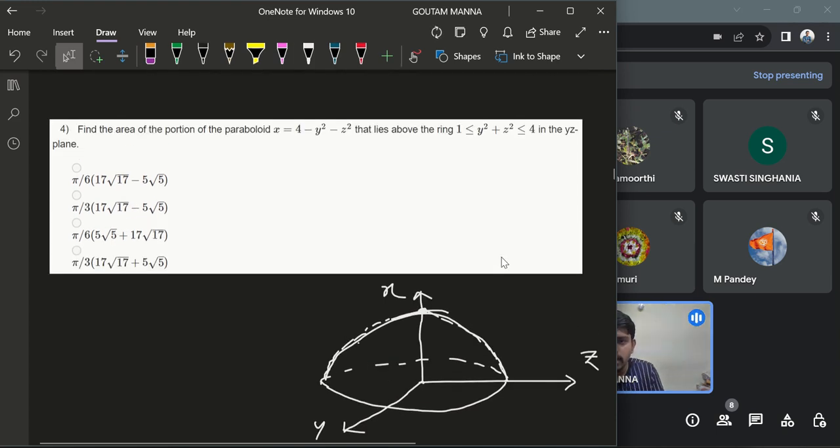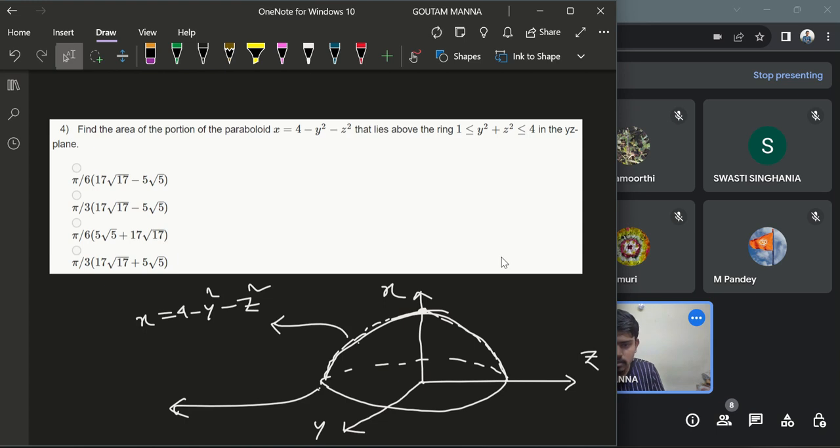And now we are asked to find out, so this paraboloid will be lying above this ring. The equation of this paraboloid is x equals 4 minus y square minus z square. Then the equation of the curve where the yz plane cuts this paraboloid is when x equals 0, so that means this is a circle of y square plus z square equals 4, right? So it's a circle of radius 2.